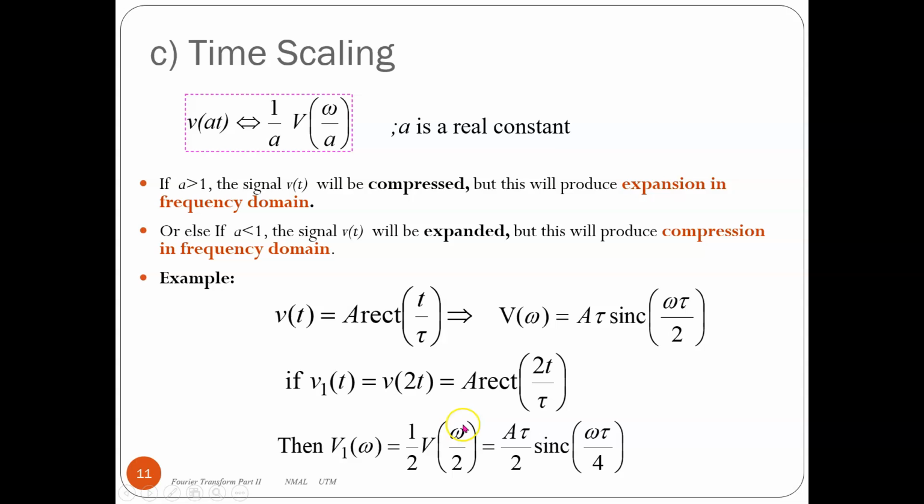So this omega over 2, you replace with this omega. So here, you also have A tau, so A tau over 2. Sinc, when you replace this omega with omega over 2, okay, so replace this with omega over 2. So basically, it will become omega tau divided by 4. Okay, so this is how you solve the time scaling property.